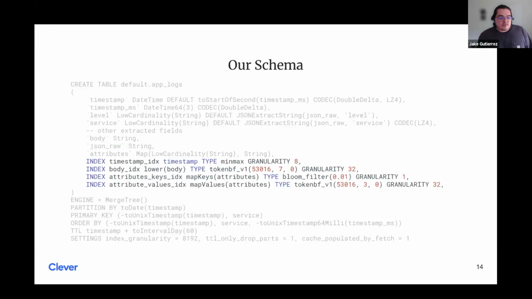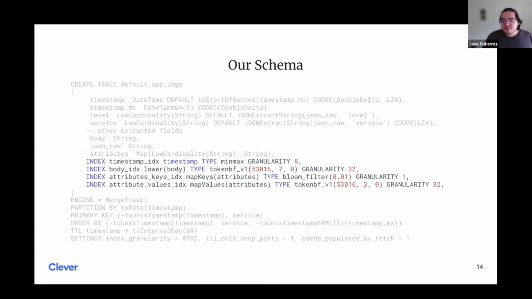And next, we have all sorts of indexes, and these are just the few I picked out. So for instance, we have a min-max index on timestamp, which seems redundant, but I'll get into why we need that here in a bit. Next, we have a lower body index on the body with the token BF. That gives us case insensitive regex on the body with granularity 32.